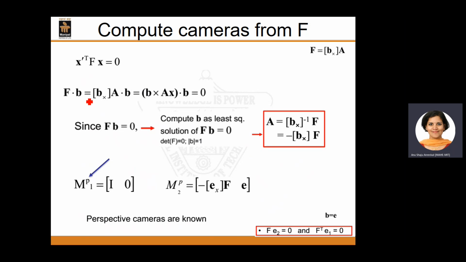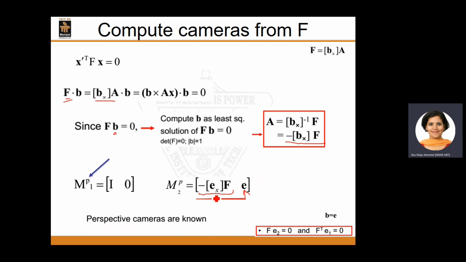So if I'm writing f dot b is equal to 0, I have already computed an expression for f. I can write bxa dot b is equal to 0. Again, if I remove this from the skew symmetric matrix form, I can write b cross ax dot b is equal to 0, right? Now, I know that f dot b is equal to 0, so I can compute the value of b as a least square solution of fb is equal to 0, right? And as I said earlier, now that you have the matrix represented by AB, since B is this value E, how you compute the value of A is given by this expression, that is minus skew symmetric matrix of x into F would give me A. A is computed in this way.